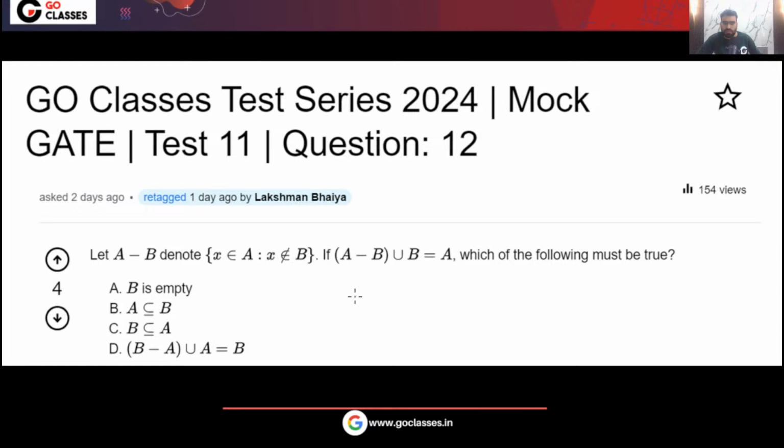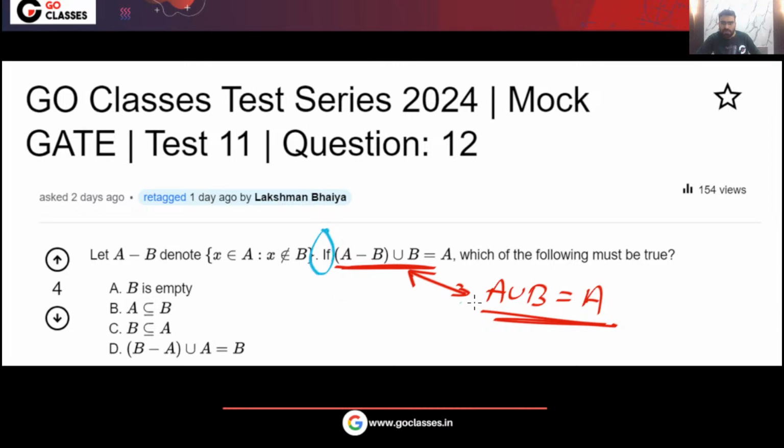So it is a very simple question, right? Remember, this is given to you. What is this saying? A union B equal to A. This is what the question is saying. Now let me tell you one thing: option A implies this, but the question is asking if this happens, then what will happen?